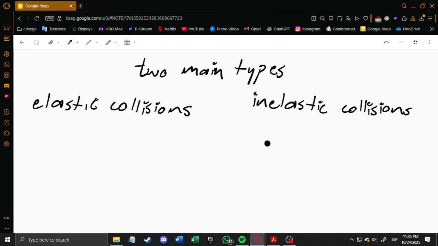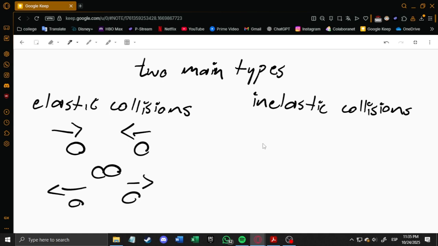Okay, so we have two main types of collisions. These types are elastic collisions and inelastic collisions. Now, in elastic collisions, objects bounce off each other, and both momentum and kinetic energy are conserved. So, for example, we have two billiard balls in pool that are going to bump into each other. They bump, and they are repelled, and they are moving in opposite directions. So they bounced.